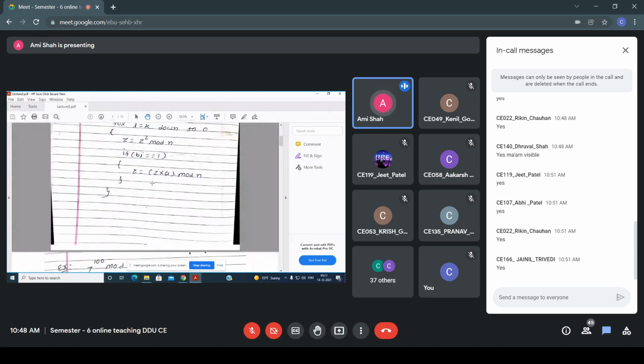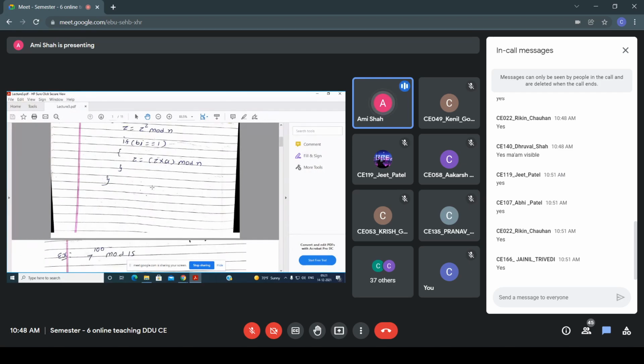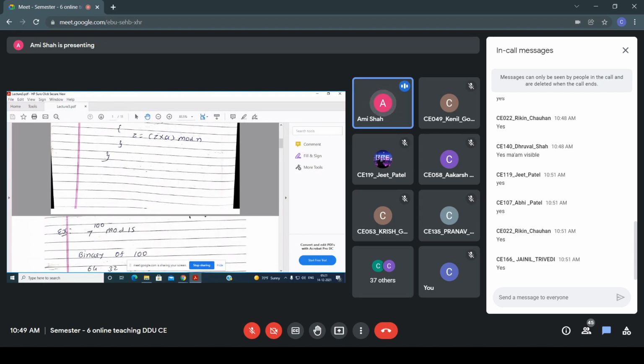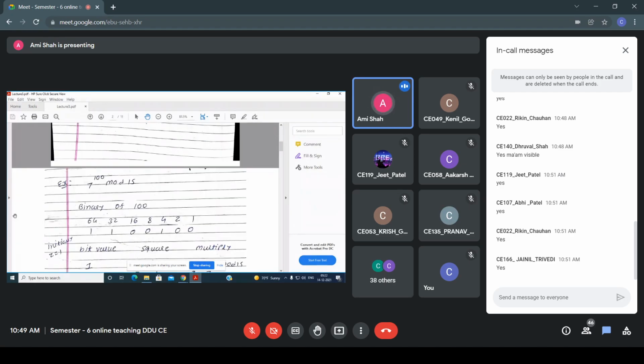Listen, I will explain one example so you can understand. Here one equation is there, that is 7 raised to 100 mod 50. Now what is the binary of 100? See, in this way I am writing. Just wait, everyone.